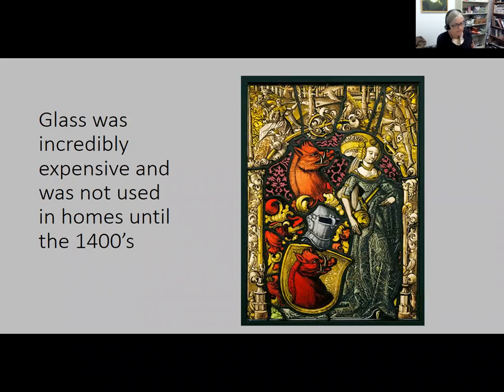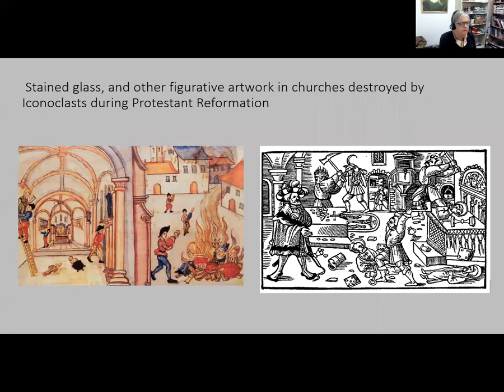Like I said before, glass was incredibly expensive, and only the very, very wealthy could afford to use glass. The same goes for mirrors. Mirrors were so expensive to make that a regular person couldn't afford them. So a lot of the stained glass got destroyed during the Protestant Reformation, stained glass and other figurative works.